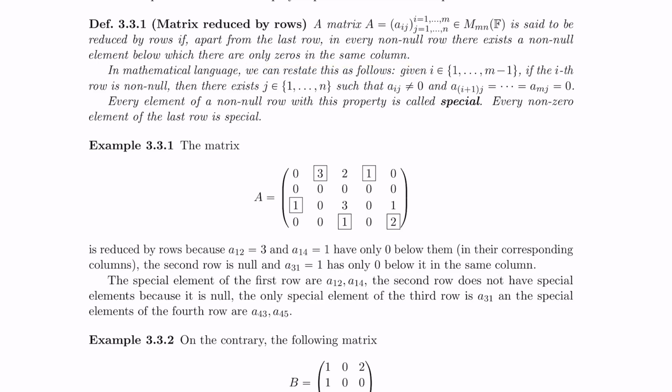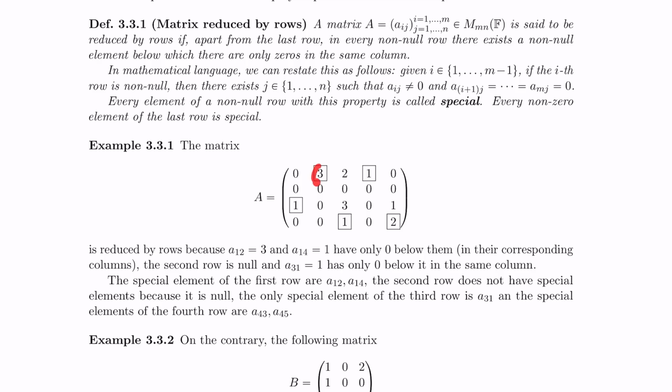I'm perfectly aware of the fact that the definition of matrix reduced by rows is not the easiest one. So before going forward, let's immediately see an example. Let's consider this matrix here. The first row is non-null, and so for A to be reduced by rows, we have to find at least one element under which there are only zeros in the same column.